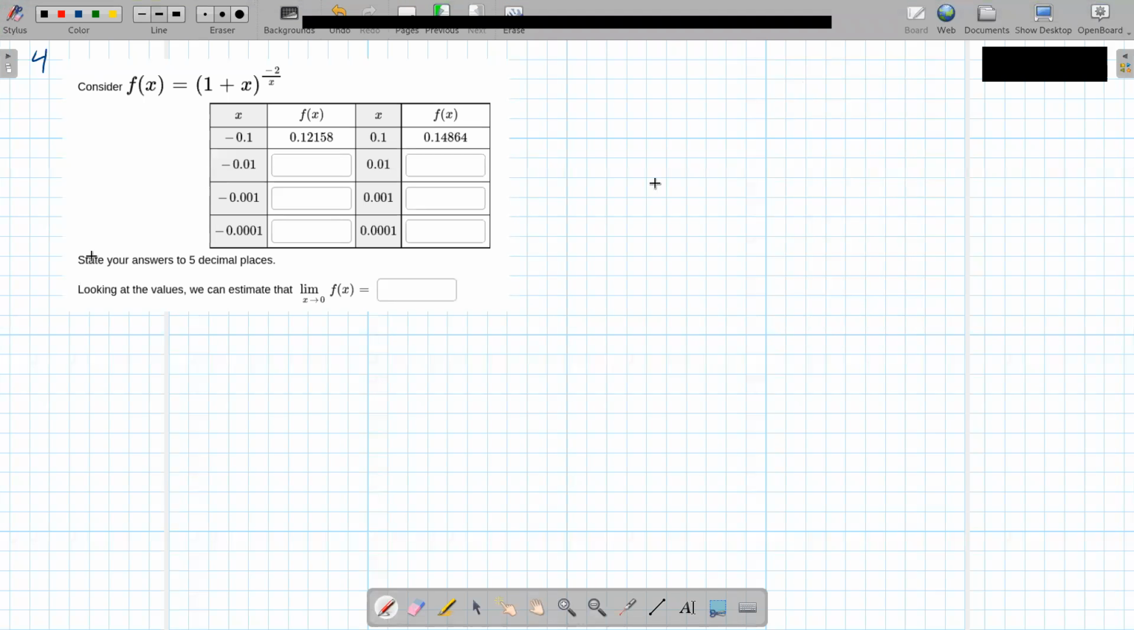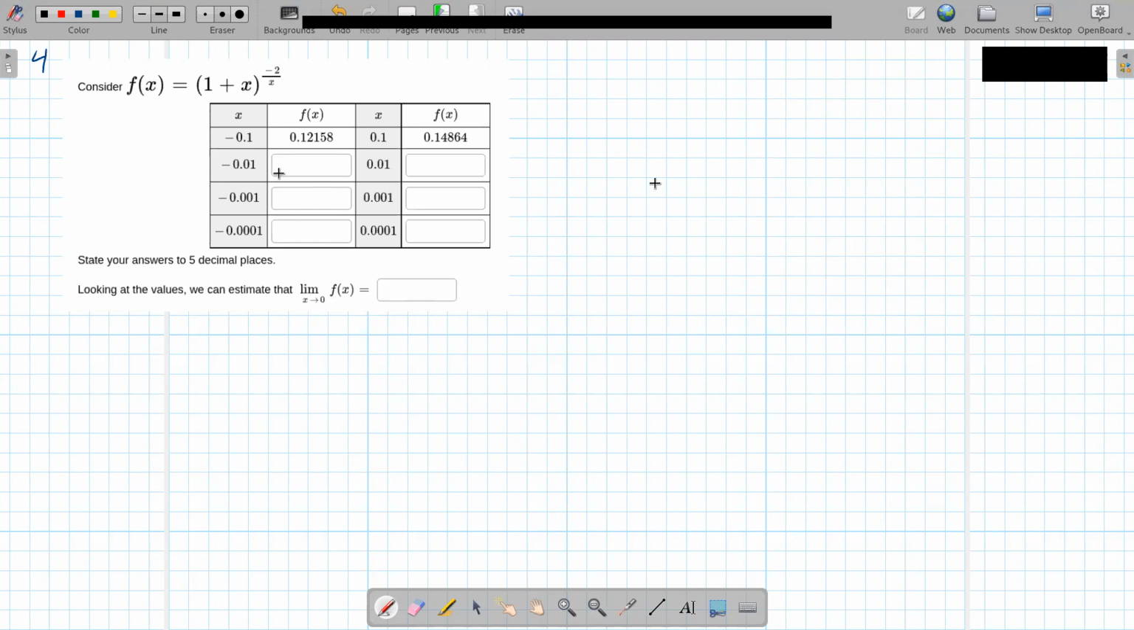So here I'm given a function. I'm given a list of x values to play with and a starting for each. And looking at these values, so we'll calculate those in a sec, we can estimate the limit as x approaches 0 of f of x, this being f of x up here, is blank. Now here it says x approaches 0, which means I have to do two things.